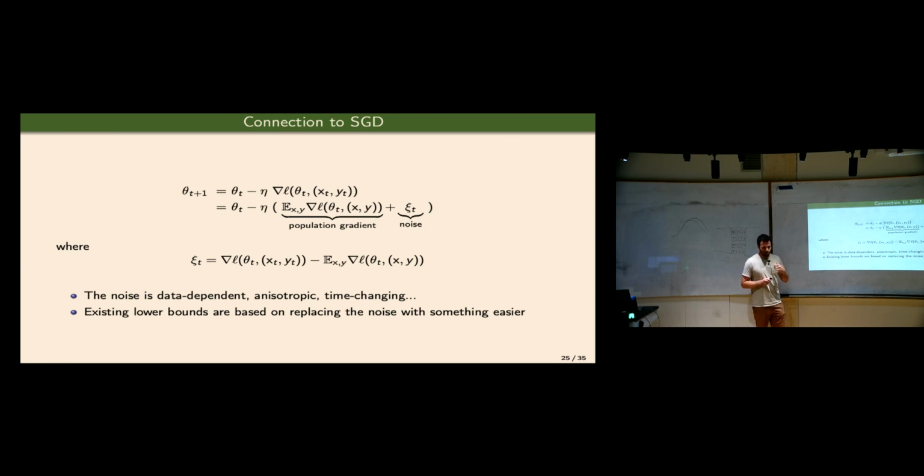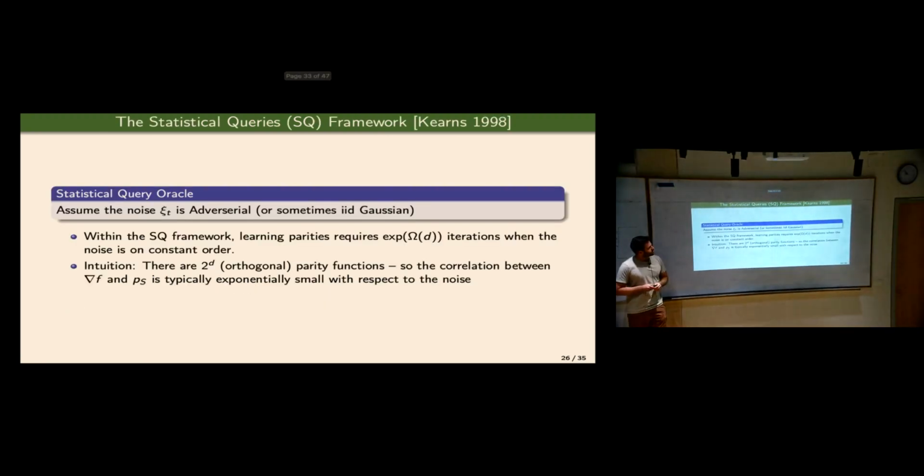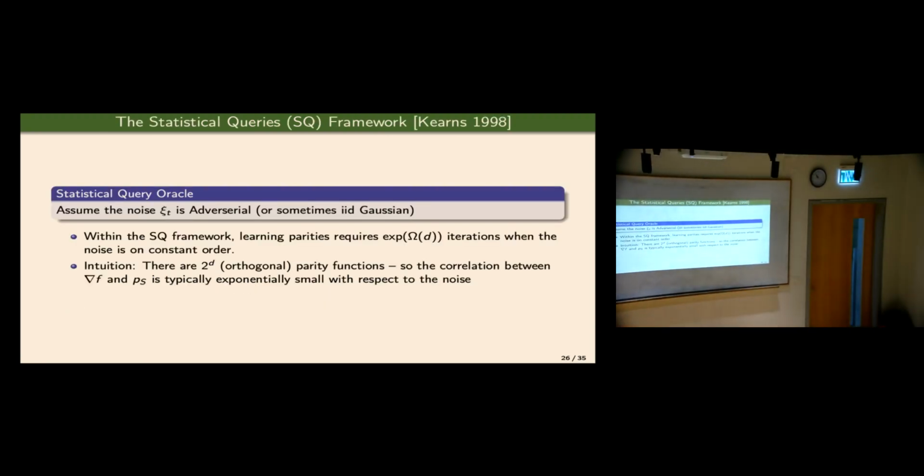So essentially all lower bounds are really based on creating settings where you toss out this noise and replace it with something else that you can actually analyze. One of the main frameworks, for example, is the statistical query framework. It's more general, but at least when you apply it to SGD, it boils down to just assuming that this noise is adversarial.